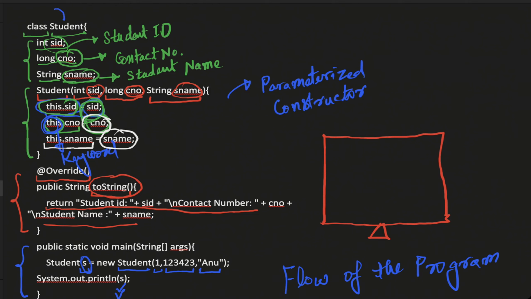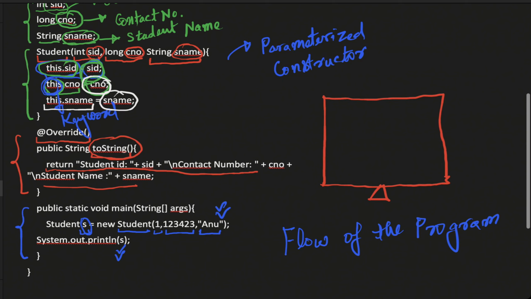First, the compiler comes here, and we know that in Java, the execution of the program always starts from the main method. So the program execution starts from the main method itself. It will come to the main method block and run this line: Student s equals new. new is a keyword, with the help of which we can create objects.